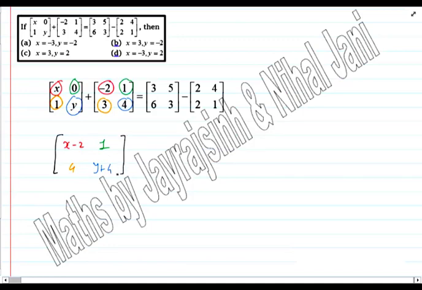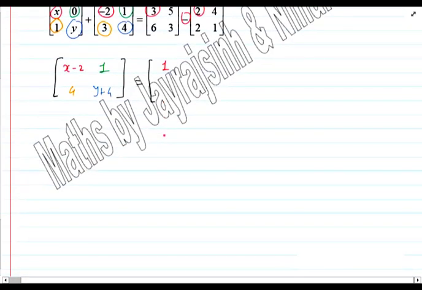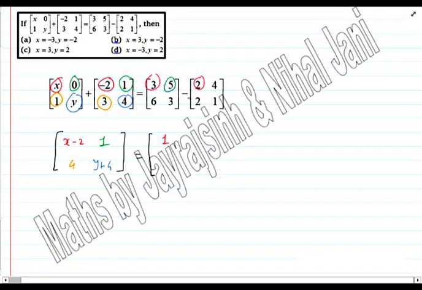Okay. So here we simplified our left hand side. Now similarly, let's simplify the right hand side. 3 minus 2 will give us 1. Then 5 minus 4, 1. The next corresponding term, 6 minus 2 will give us 4. And finally 3 minus 1 will give us 2. So here we simplified both the sides.